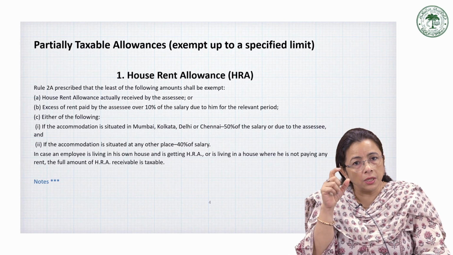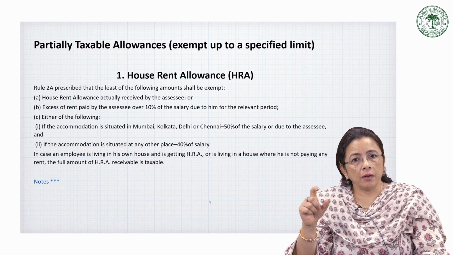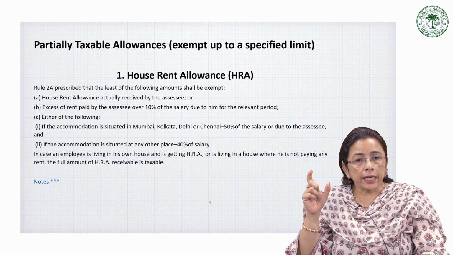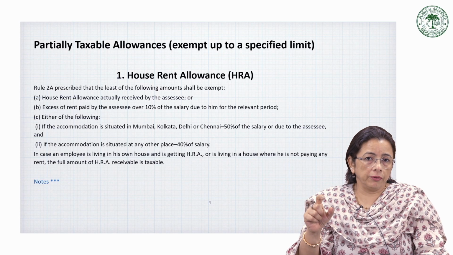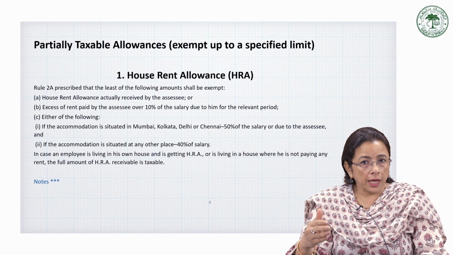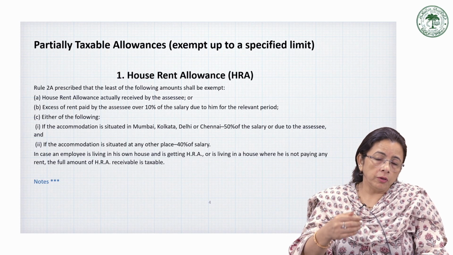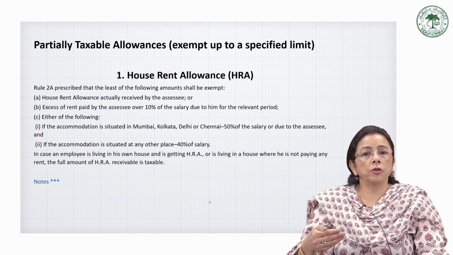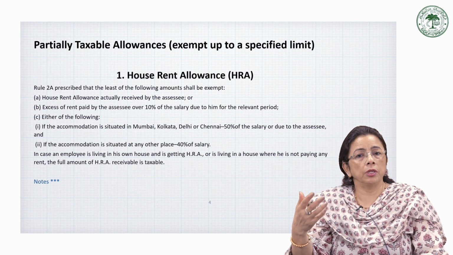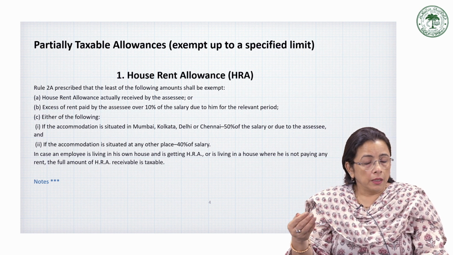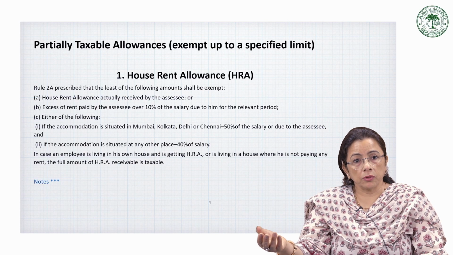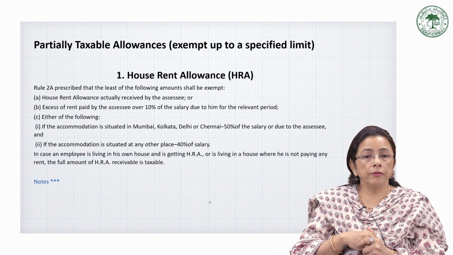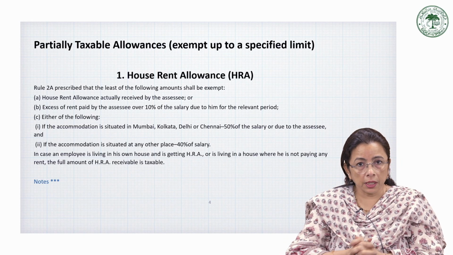And all these partially exempted allowances have to be calculated. So there is a calculation part involved, where we have to follow certain rules and steps in order to get the actual amount of exemption. Deducting that exemption from the total receipt, we get the taxable amount. Okay, so first we will discuss in detail the house rent allowance.